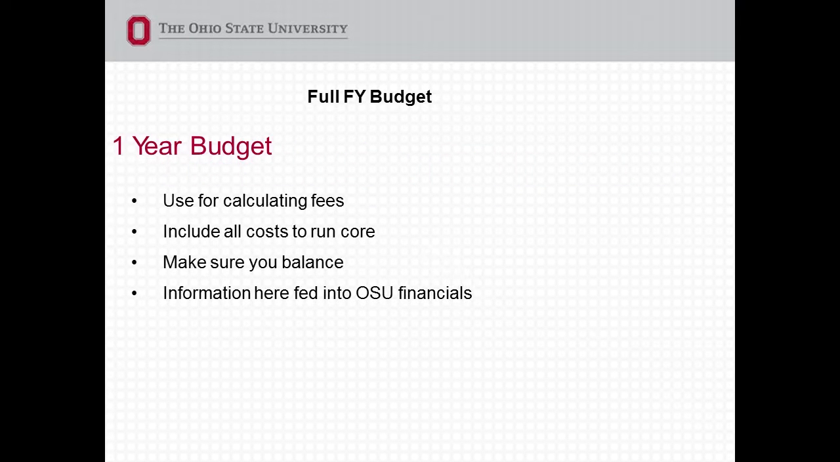So your first year budget, you'll use it for calculating your fees. You want it to include all the costs that's going to cost to run the core. You'll want to make sure it balances. So your anticipated revenue in your budget should balance out any anticipated expenses. If it doesn't balance, you'll want to say, how are we going to recover this? If your budget ends in a huge deficit, are you going to request a subsidy from the university? Or are you going to go back to your department and say, my budget is showing a $50,000 deficit. We're going to need help to cover that.